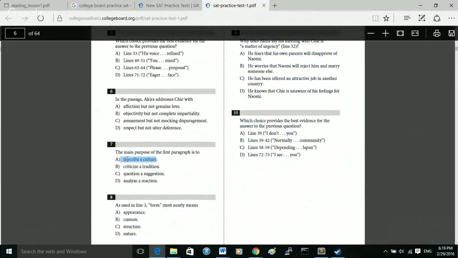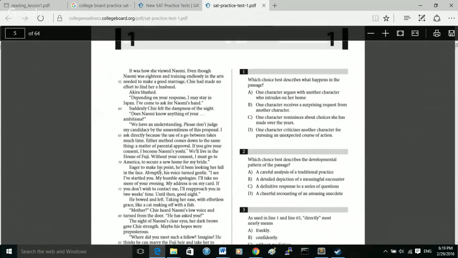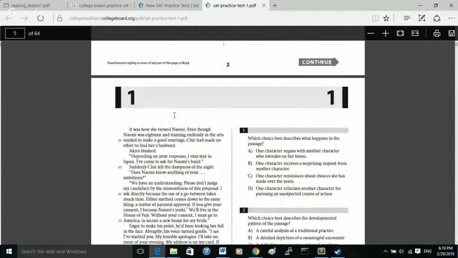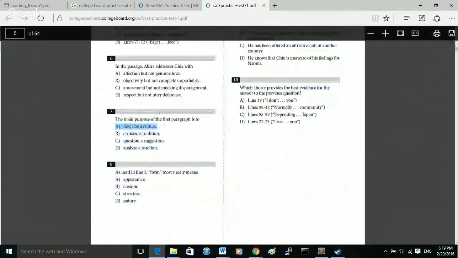And again, we didn't cross out answer choice A, but now we know that answer choice D is a better answer than answer choice A. We can also say answer choice A is wrong because he didn't really describe a culture. It just said that he broke a tradition. He skipped this step, but that doesn't actually describe a culture. So therefore, answer choice A can be crossed out, and therefore answer choice D is correct.